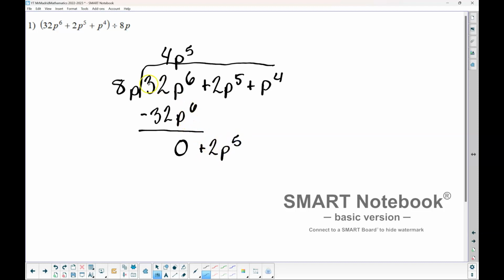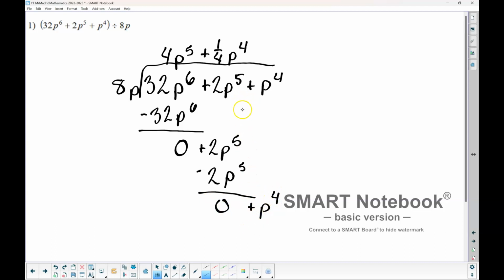So 8 times what? 8 doesn't go into 2, so 8 times what will give you 2? You might have to think about that, but that's 1/4. 1/4 will give you a 2. And how many p's do I need to make up 5? I need 4. So now 1/4 of 8 is 2, and 4 p's with 1 p gives you 5. So you subtract that. That one cleans out nice. And then we have p to the 4th.